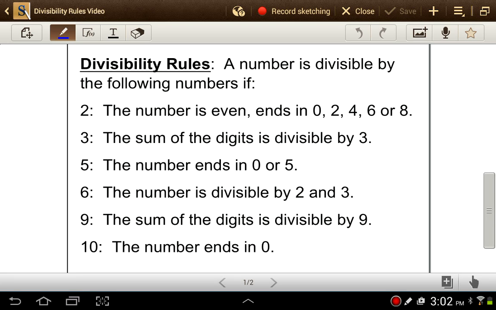Okay, so there's our divisibility rules, and those are really handy to have. This helps us when we're simplifying fractions, when we're trying to compare numbers, look for common factors, stuff like that. The divisibility rules can help us determine some of these numbers. Okay, all right, I'm going to move on to do an example, and then that'll be it.